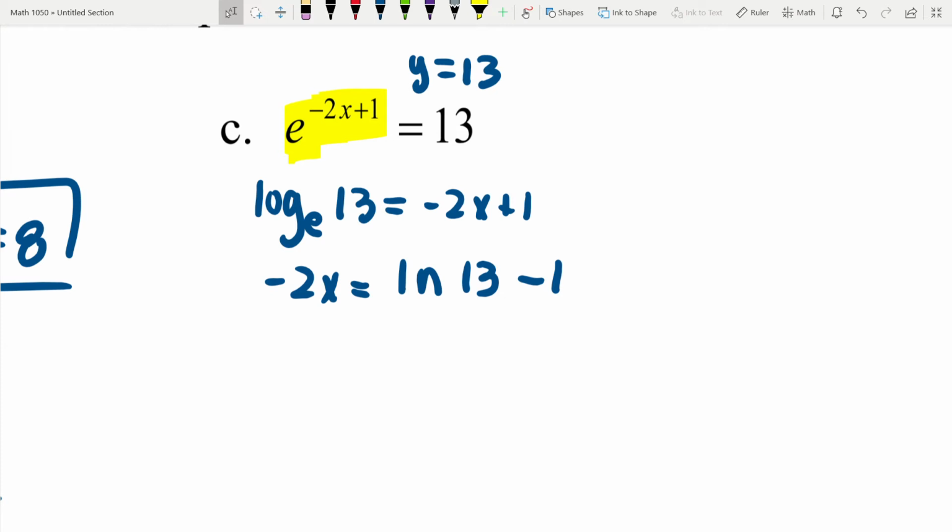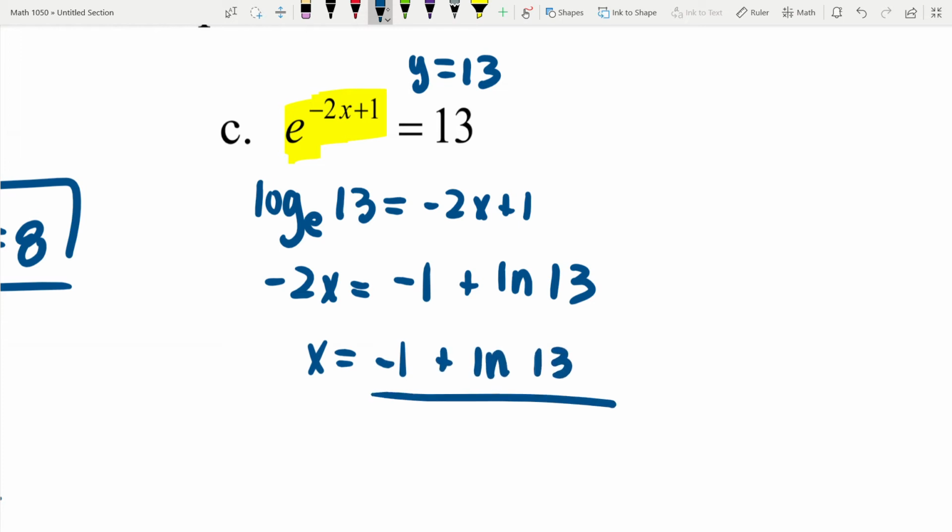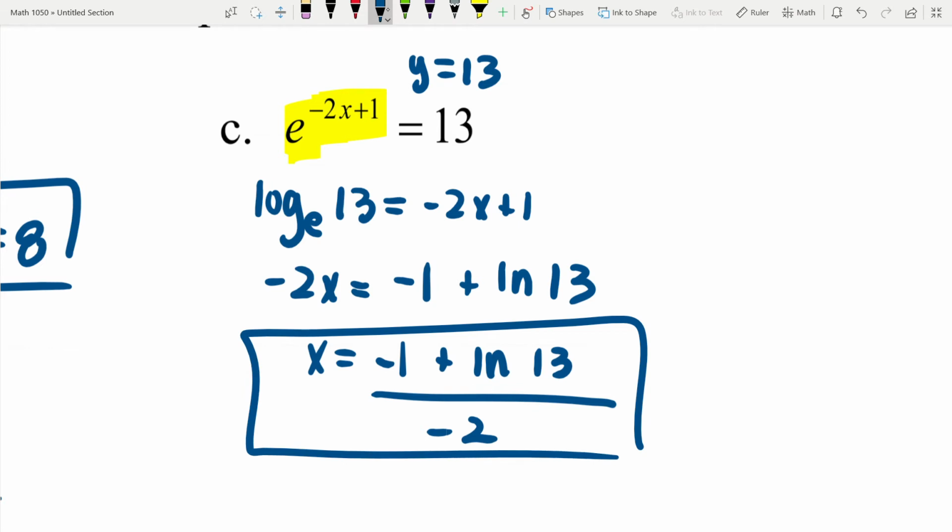Do you know why? What are they going to write? They're going to write ln 12. And the 1 has nothing to do with the ln. It's totally separate. So let's not even go there. Let's pull the 1 over and make it a negative, and let's write it first. So then we have negative 1 plus ln 13, and I'm not going to make that an ln 12. I won't make that mistake. Okay? Divide by a negative 2, and you get x equals negative 1 plus ln 13 all over negative 2, done.